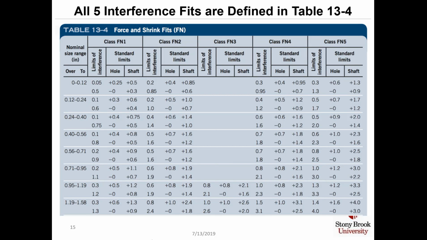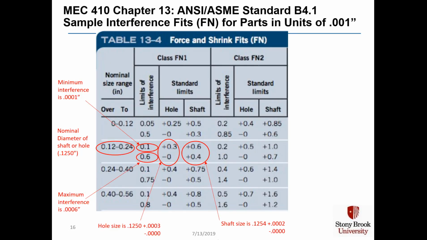You use the table similarly to the one for clearance fits, where you find your nominal size range, high and low, find out which row you're on, read across, decide which of the classes of fits you want to be in, and then it will tell you the limits of your interference as opposed to limits of clearance, and it will tell you how to dimension your holes and shafts. There is a gap in the table for FN3, mostly because people don't use FN3 for extremely small shafts and holes.